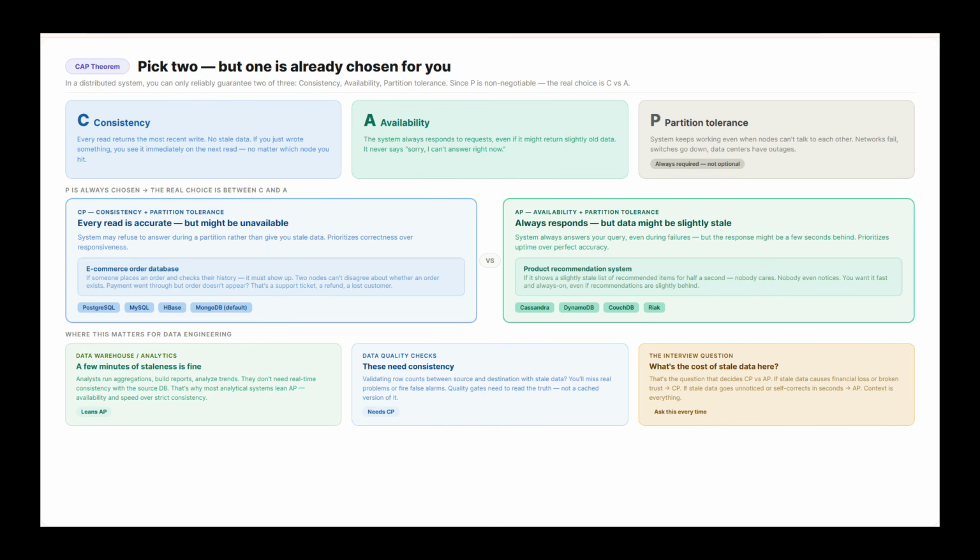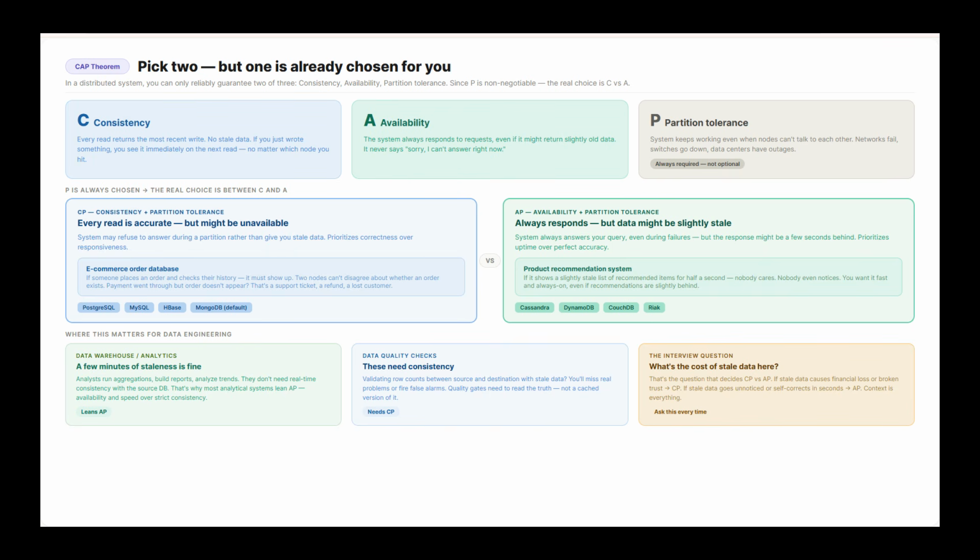Consistency means every time you read data, you get the most recent version, no stale reads. If you just wrote something, you'll see it immediately on the next read, no matter which node you hit. Availability means the system always responds to requests, even if it might give you slightly old data. It never says, sorry, I can't answer right now because I'm not sure I have the latest version.